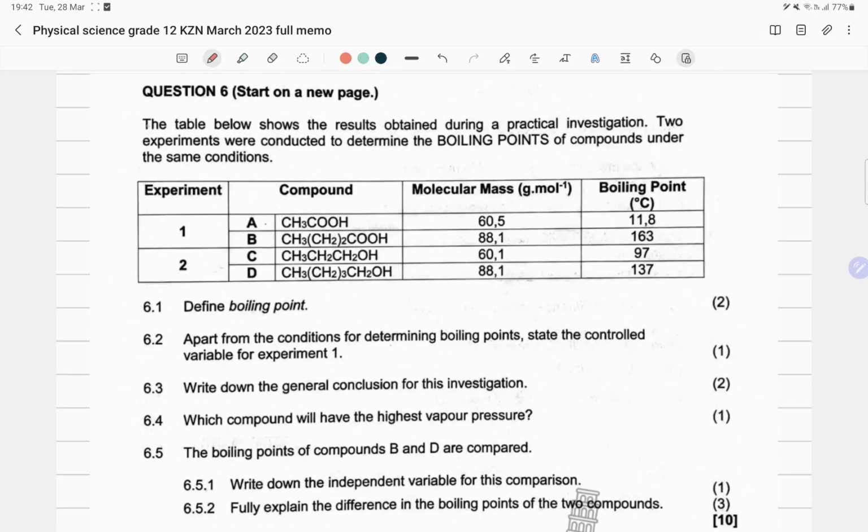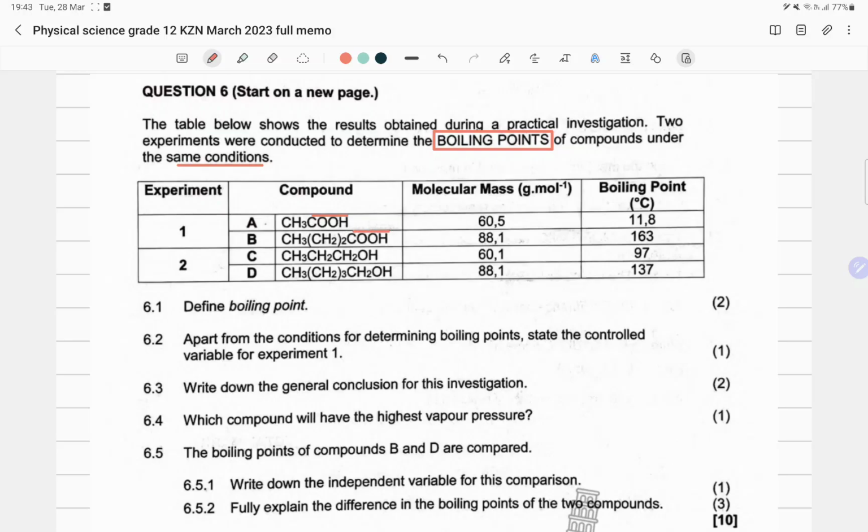Okay guys, let's keep moving. Now the table below shows the results obtained during a practical investigation. 2 experiments were conducted to determine the boiling points of compounds under the same conditions. Okay, and the key was to look at the boiling points of compounds, essentially different compounds. So let's look at experiment 1. We've got A and B.